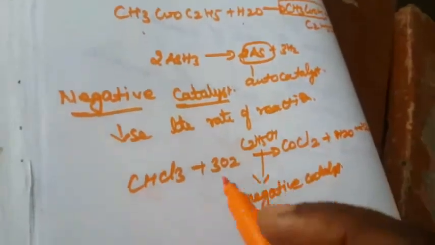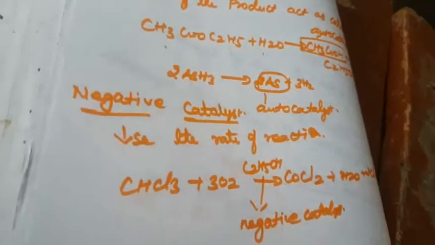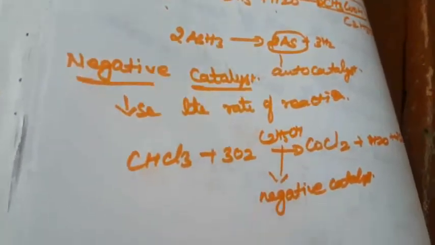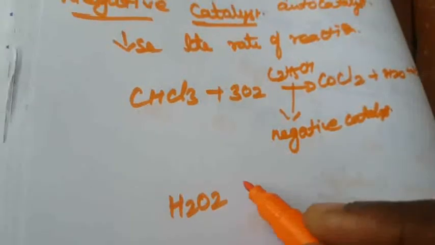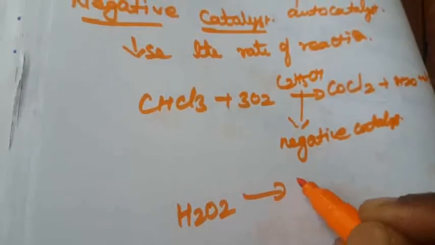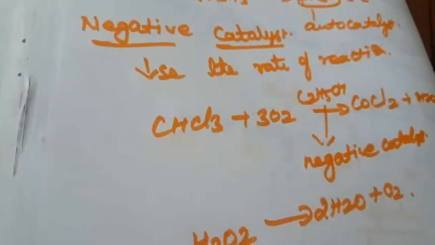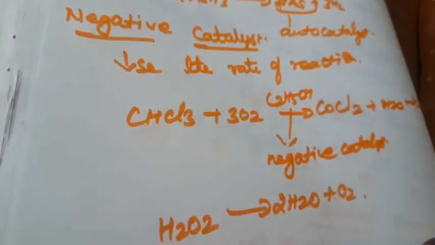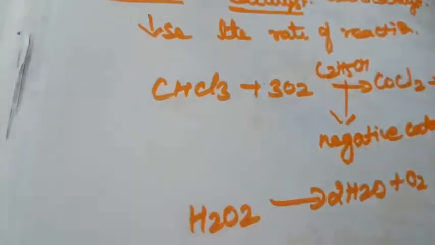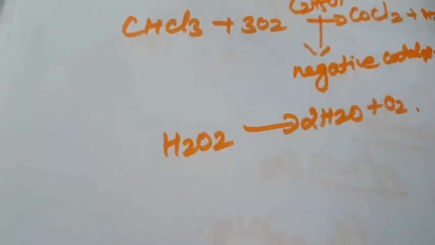Again, in the decomposition of hydrogen peroxide, dilute acid or glycerol acts as a negative catalyst. So here is another example: H2O2, decomposition of hydrogen peroxide, gives 2H2O plus O2. In the decomposition of hydrogen peroxide, dilute acid or glycerol acts as a negative catalyst. Okay, so this is another one.